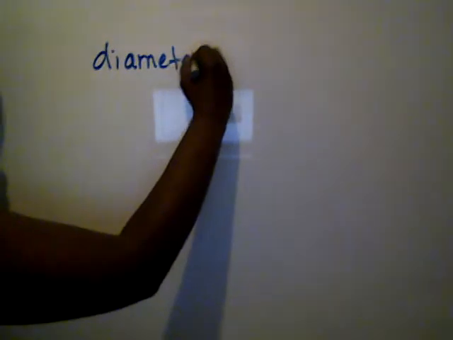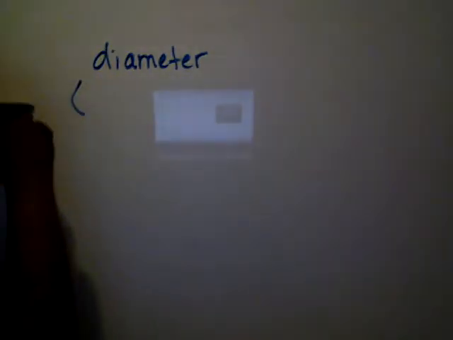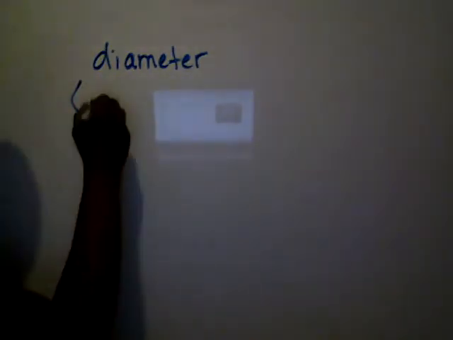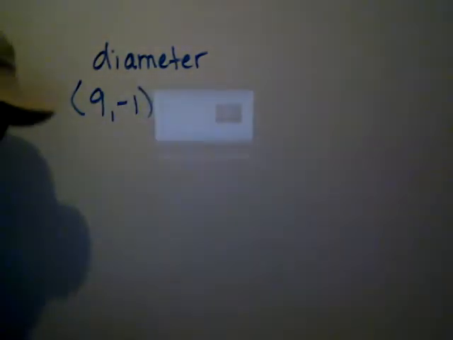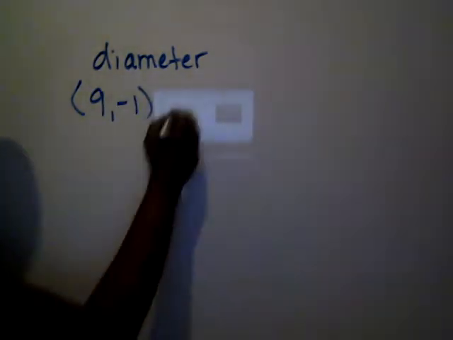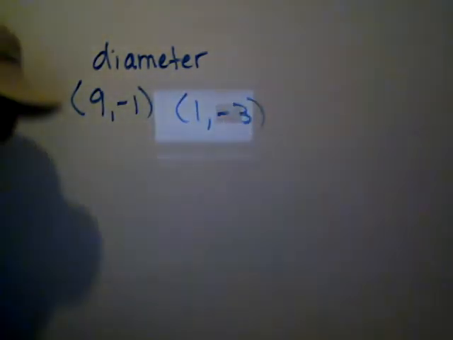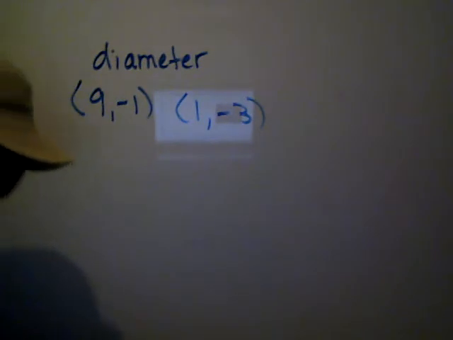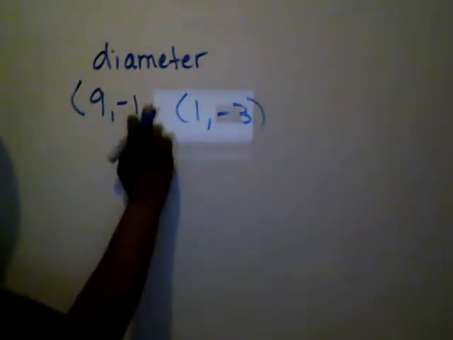So for number 9, we have the diameter, and they really give us just the endpoints of the diameter. So the diameter starts at 9, -1, and it stops at 1, -3, or 9, -15.